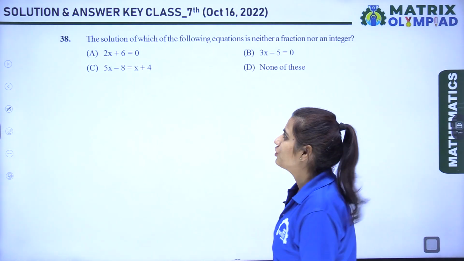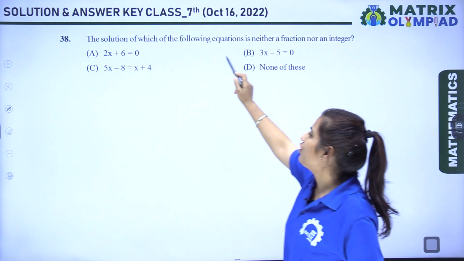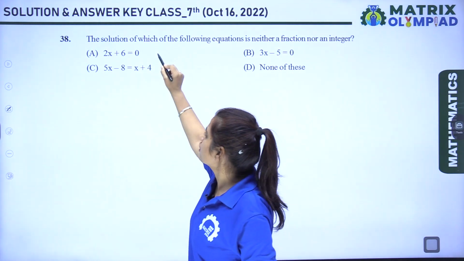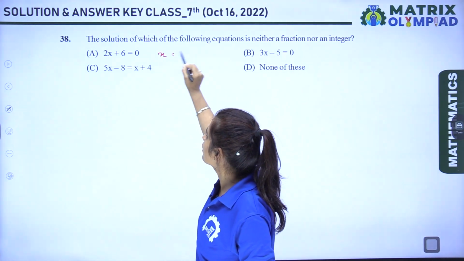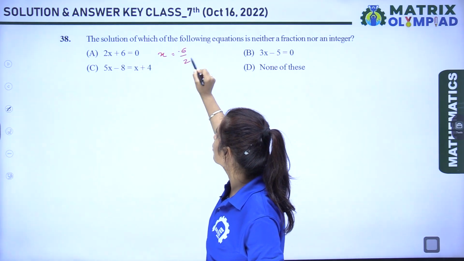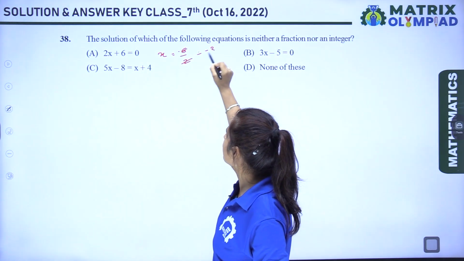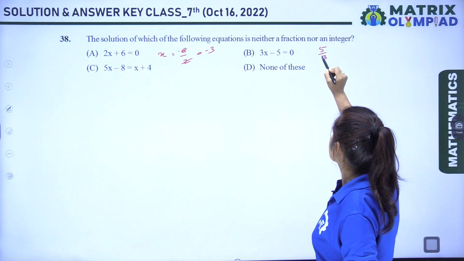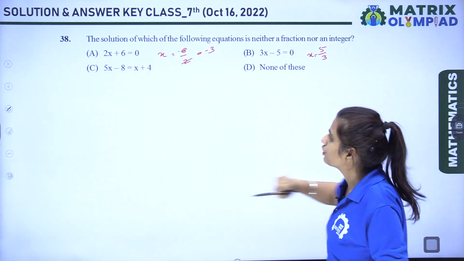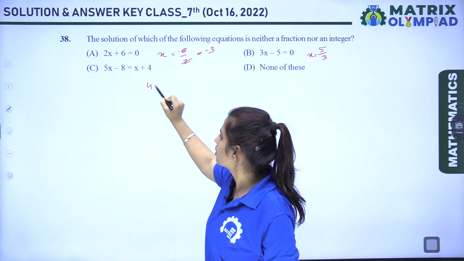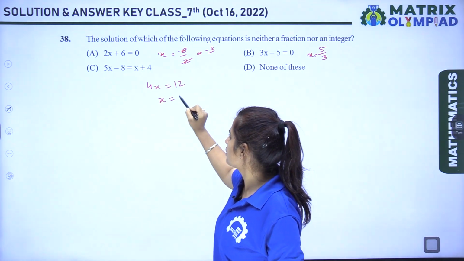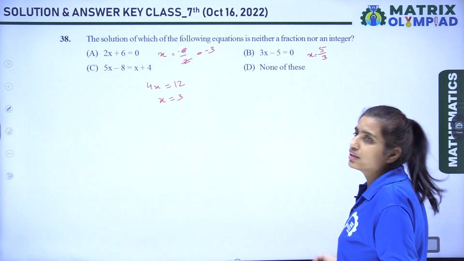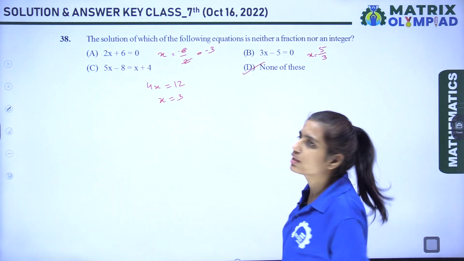Now, let's begin with the next question. The solution of which of the following equations is neither a fraction nor an integer? Let's solve the first option: x equal to minus 6 upon 2. It will give us negative 3. Next is 5 upon 3. The third part is 4x equal to 12, so x will be 3. So in these 3 options we get integers. So option D is the correct answer.